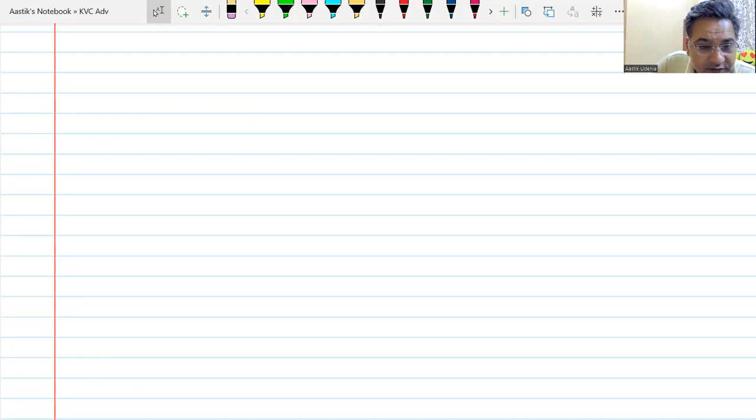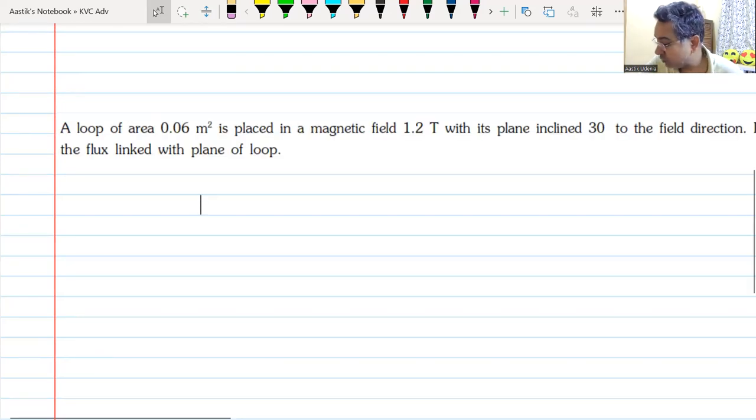Okay, then here comes a problem for you. Do it fast so that we can move ahead. A loop of area 0.06 meter square is placed in a magnetic field of 1.2 tesla, with its plane inclined at an angle of 30 degrees with the field direction. Find the flux. I'll give you 2 minutes to give me the answer.